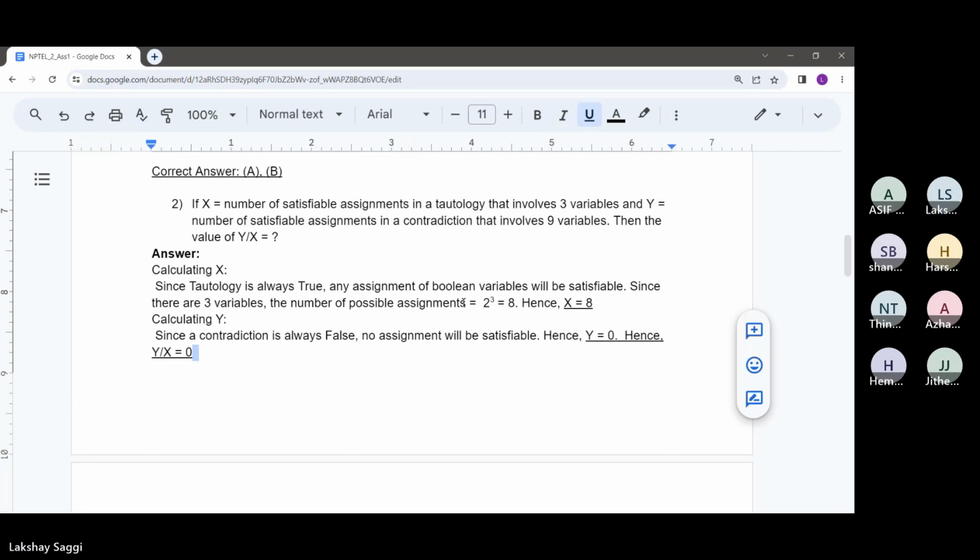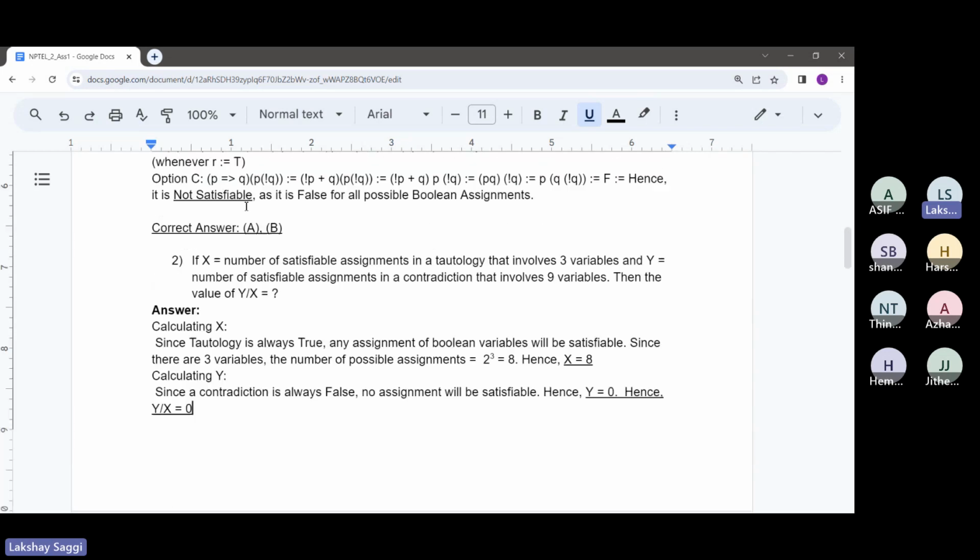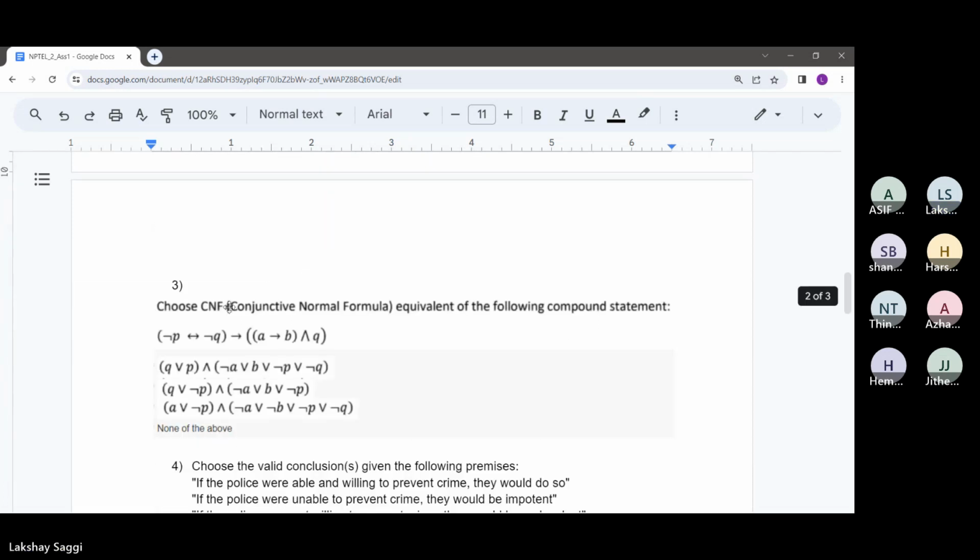So I hope this makes sense, guys, because this was not too difficult of a question. The main idea behind this was that a tautology is always true, so every assignment will be satisfiable, and a contradiction is always false, so no assignment will be satisfiable.